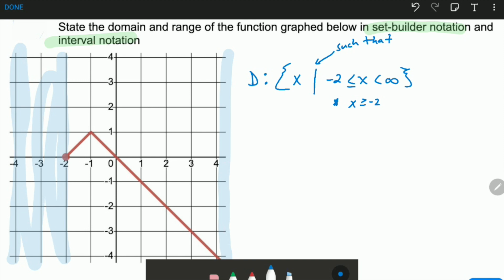As far as the interval notation goes, that's with the parentheses and square brackets. So our two key points or numbers are -2 and positive infinity. Since the -2 is included, we use a square bracket on that side. And since the infinity is not included, we use a parentheses on that side. And this is interval notation versus set builder.